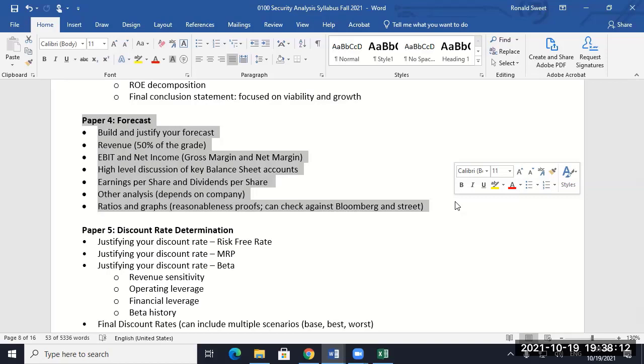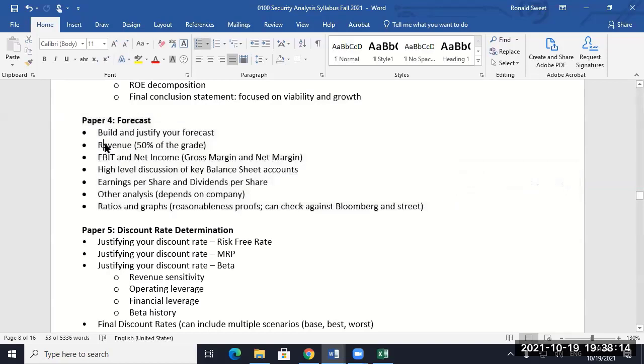What you need to focus on here is have a really good discussion of your revenue, because that's 50% of the paper, and that is the most important thing. If you have a good revenue forecast, you'll probably have a good forecast. I mean, it's possible you could mess up somewhere in the forecast, but if you have a bad revenue forecast, nothing else matters. If you have a bad revenue forecast but perfect on everything else, you got a bad forecast. There's just no way to get around it.